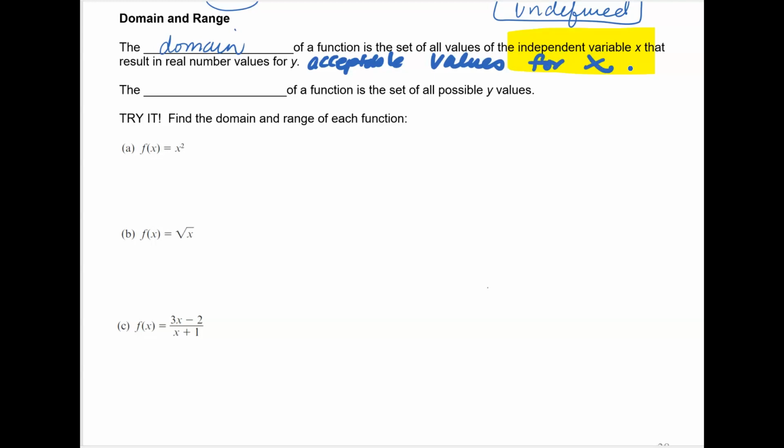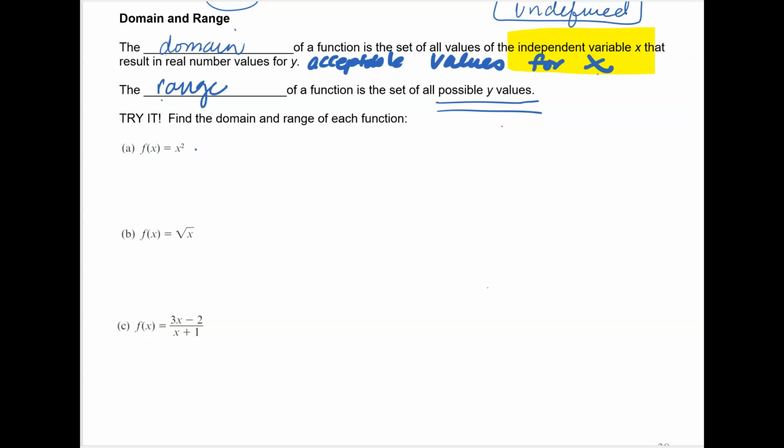Okay, the range, so that's the next blank. The range of a function is the set of all possible y values, or acceptable y values, either one. I always remember D comes before R in the alphabet, so D goes with the X, R goes with the Y, because X comes first. Just a silly little way I've always thought about this to help myself remember that domain always has to do with the X, range always has to do with the Y's.